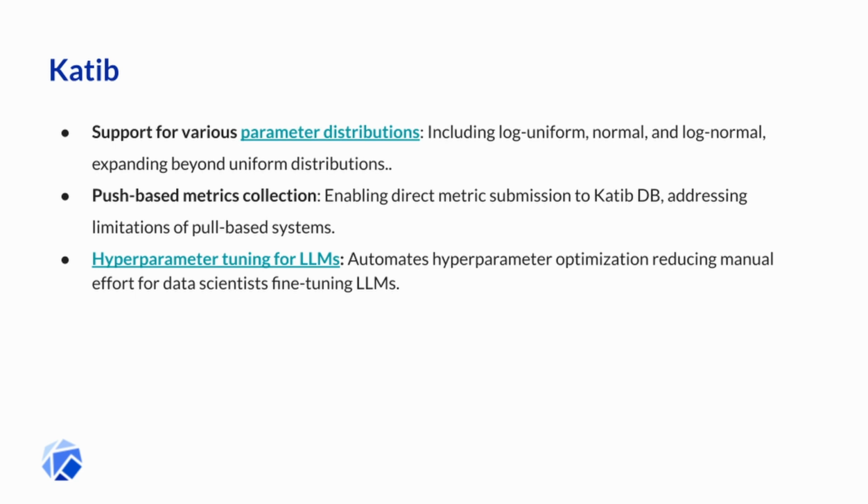Starting off with updates from KTIB. Support for multiple parameter distributions. KTIB now supports additional hyperparameter distributions such as log uniform, normal, and log normal, expanding beyond the previously limited uniform distribution. This enhancement provides greater flexibility and accuracy in tuning models, especially for parameters like learning rates that benefit from specific distribution types.